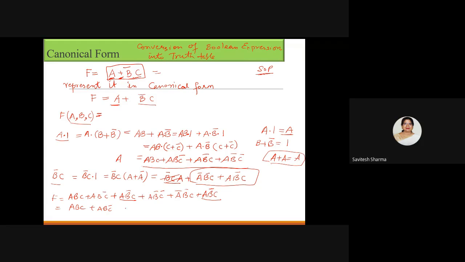Got it, what I am saying? You will take a term only one time. If it is repeating, you will write it once only, because you know the property A plus A is equal to A. So I discarded one A B bar C because it is already there. So this is my final Boolean expression for this: A plus B bar C.